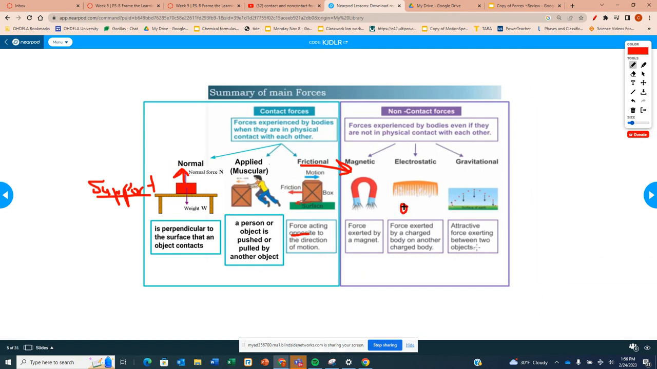So the electrostatic is the plus and minus charges. Magnetic fields are the north and south poles. And then gravity is the attractive force. It only attracts in one direction. And everything has gravity depending on its mass. More mass, more gravity. Even we have mass, so we have gravity.